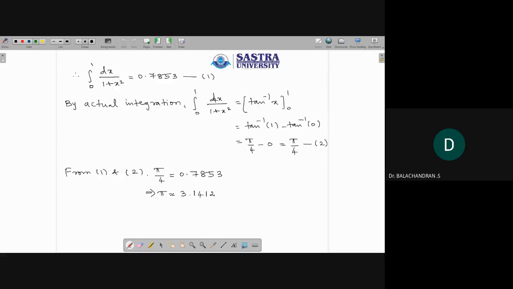By actual integration, this is nothing but tan inverse of x, with limits from 0 to 1. Upper limit minus lower limit: tan inverse of 1 minus tan inverse of 0. Tan inverse of 1 is pi by 4, tan inverse of 0 is 0. So pi by 4. From 1 and 2, the left hand side is the same, so you can equate the right hand sides: pi by 4 equal to 0.7853. So pi is approximately equal to 3.14.